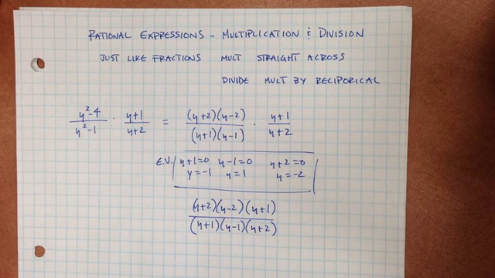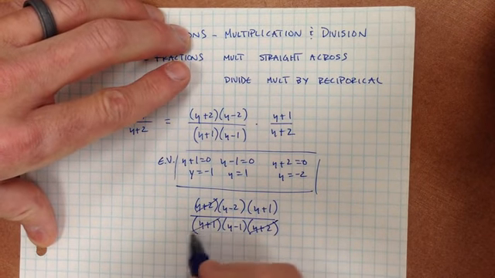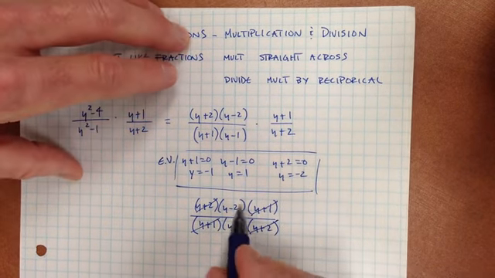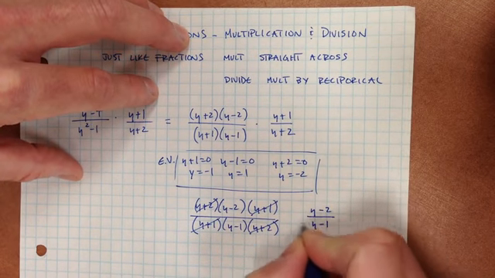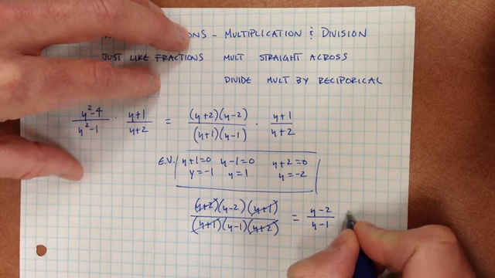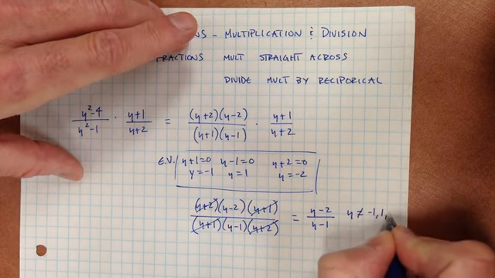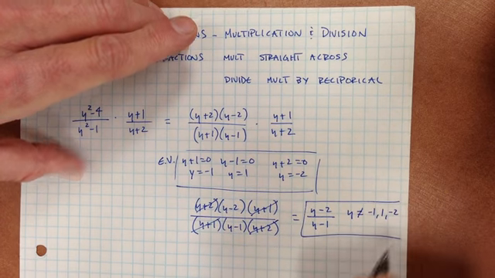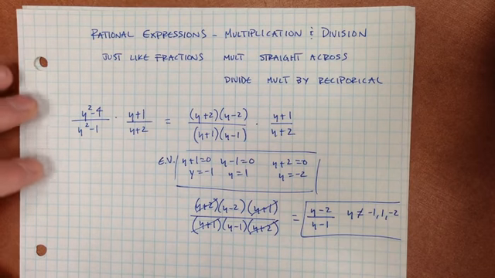Now we can cancel any factor on the top with any on the bottom. I will take my y plus 1, and what you have left is simply y minus 2 over y minus 1. Excluded values: y cannot be negative 1, 1, or negative 2. If you have any one of those values for y, you have an undefined fraction there, and you cannot proceed.